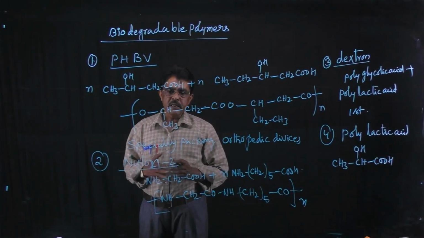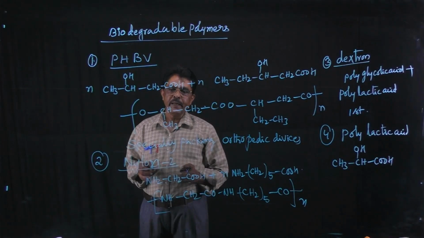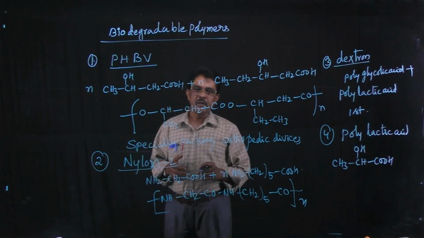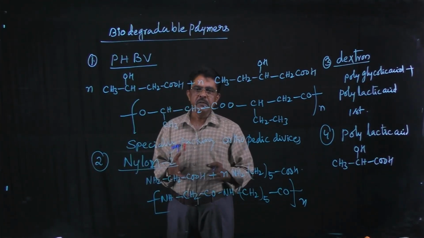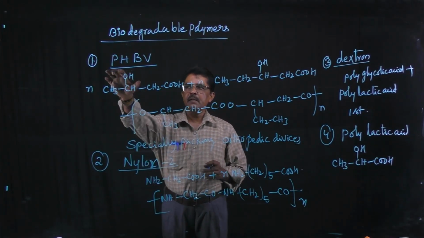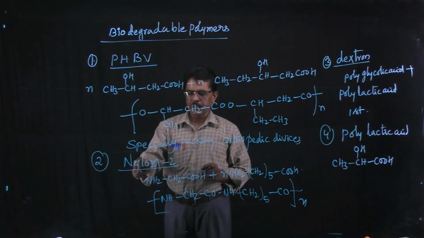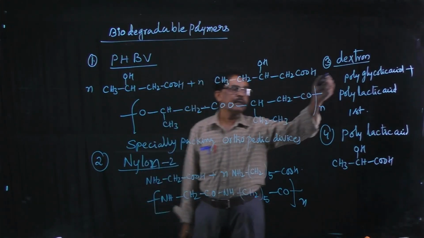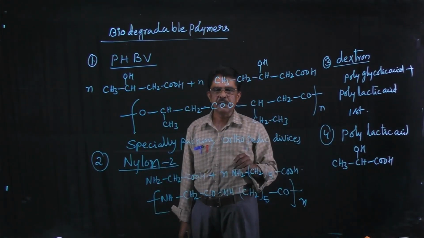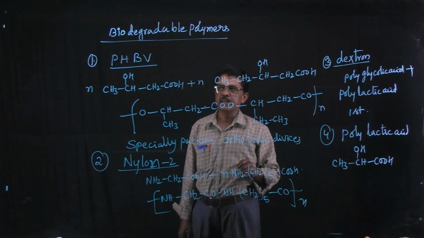Next, last part of this chapter is biodegradable polymers. Biodegradable polymers means what? Polymers that can be degraded by bioorganisms. For this one, examples are PHBV, second one nylon 2, dextrin, polylactic acid. There are 4 examples of biodegradable polymers.